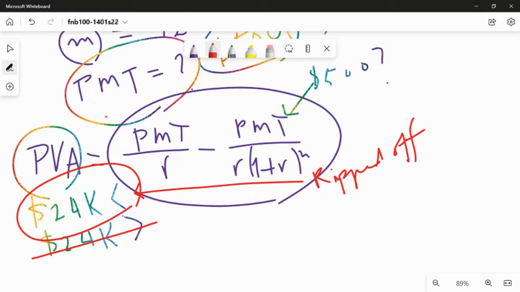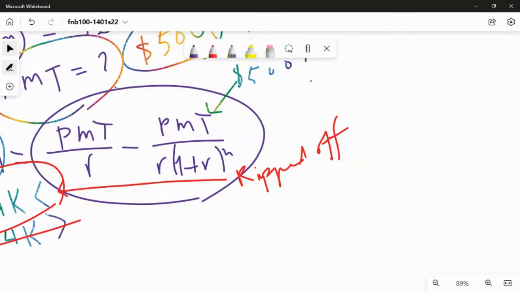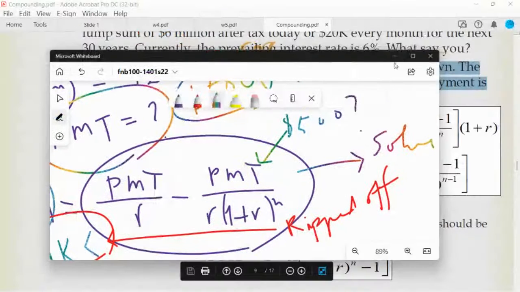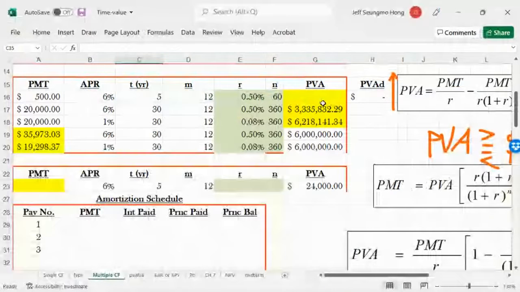So two ways to approach it. One, we find the present value of annuities with the given payment, or we solve this equation for payment because we know the present value of annuity must be 24K. All right, so let's go to Excel.